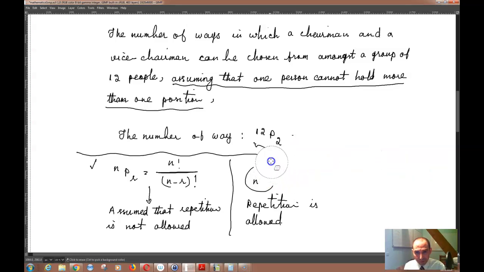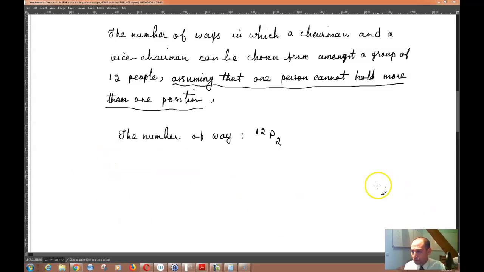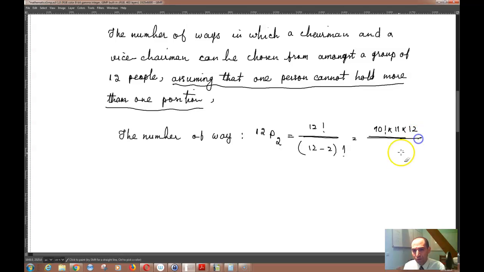So then what you need to do here is that you can write 12 permutation 2, which is equal to 12 factorial over 12 minus 2 factorial, which is equal to 10 factorial times 11 times 12 over 10 factorial. Again, you can simplify these two, and 11 times 12 is 132. That is 132.